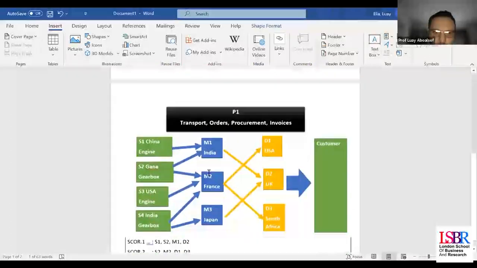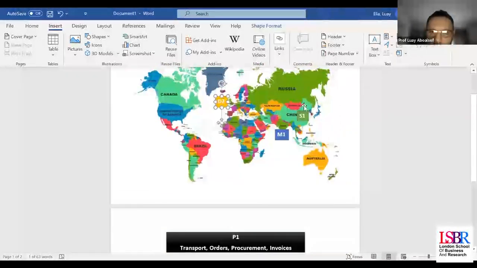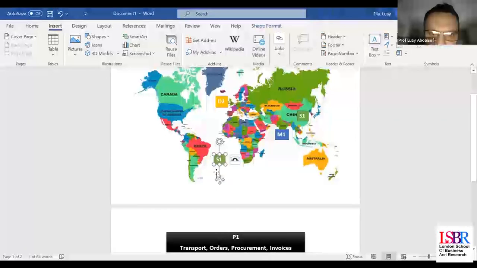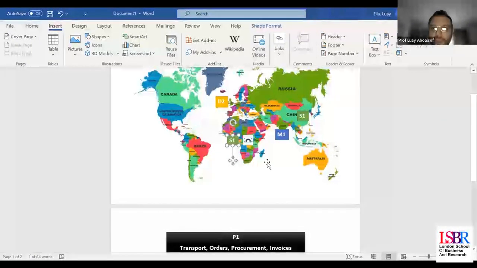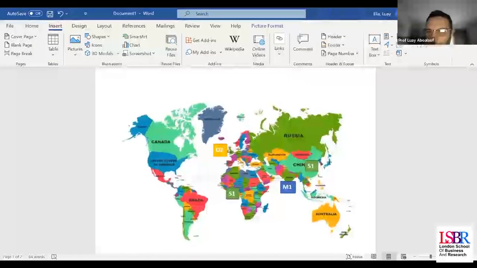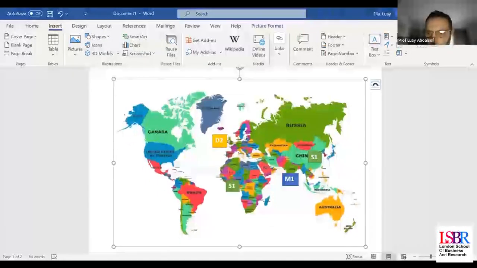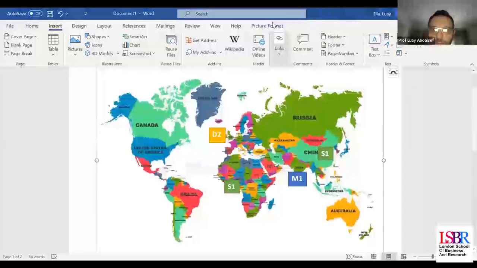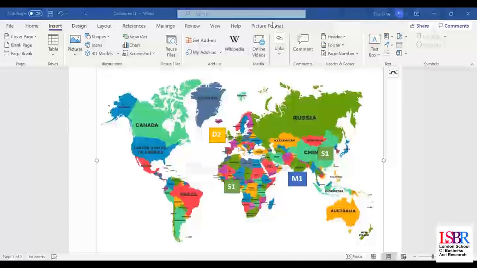And then I have S2 in Ghana. So can someone show me S2? Where is Ghana? Ghana is somewhere there, probably. Let's put it there. So can you all see my screen of the global map, please? Can you all see my screen? Yeah, I can see. Perfect.